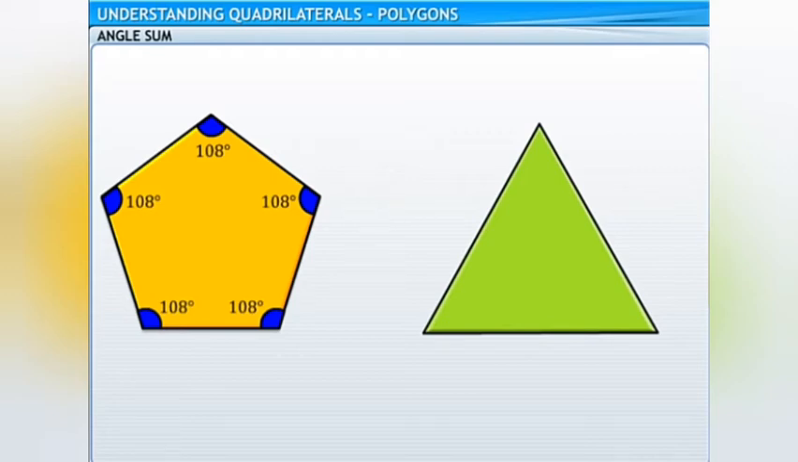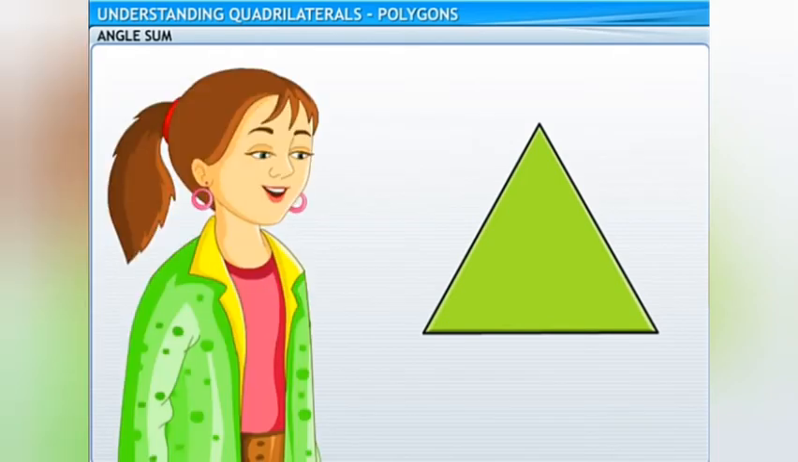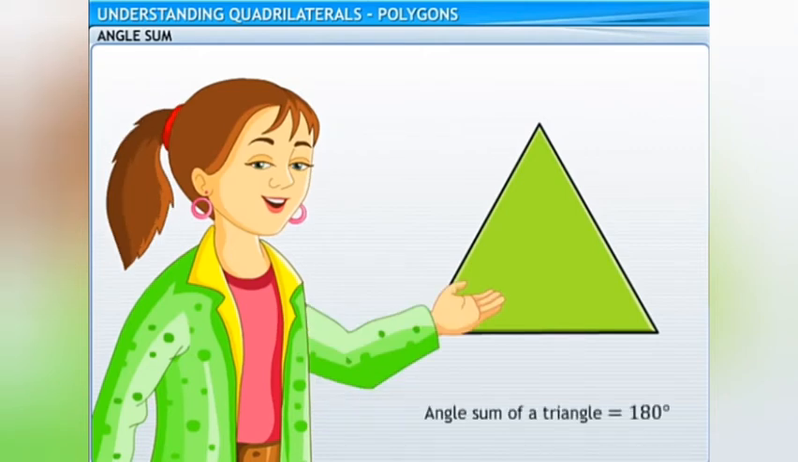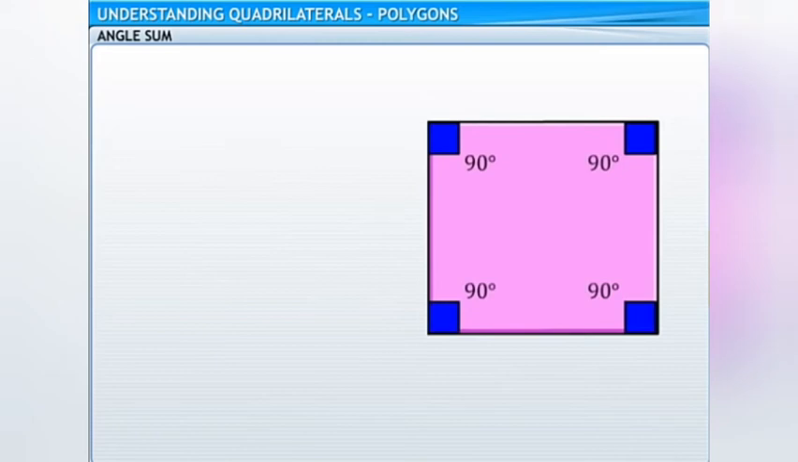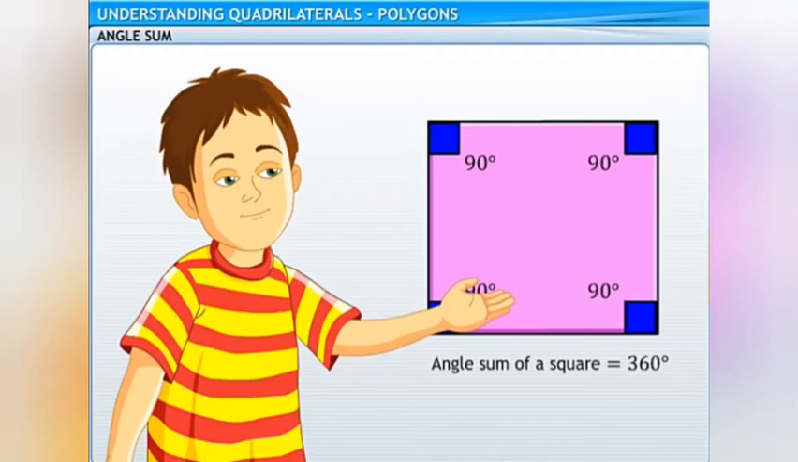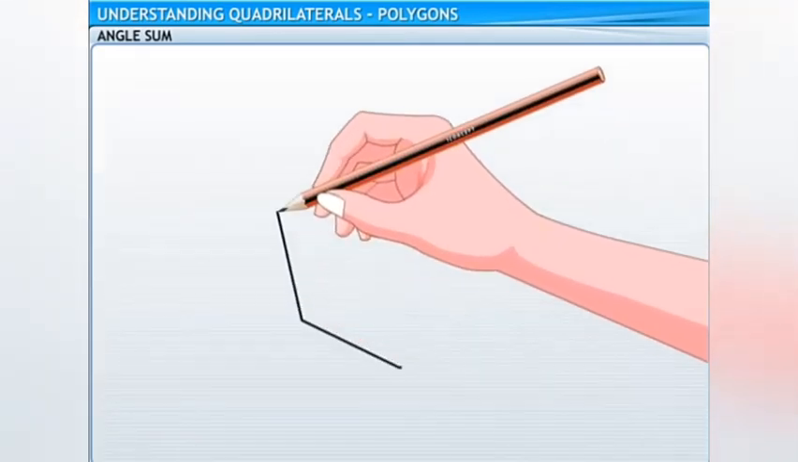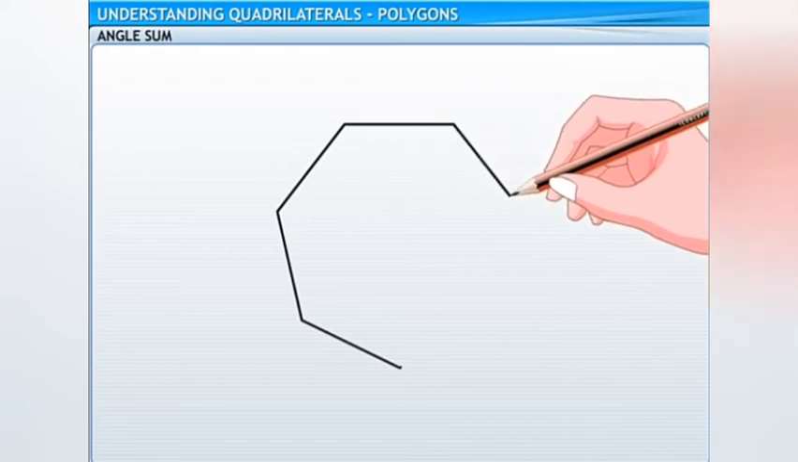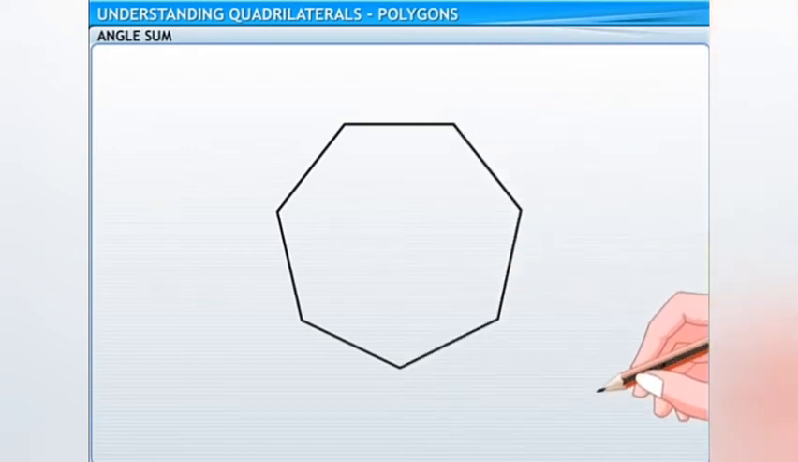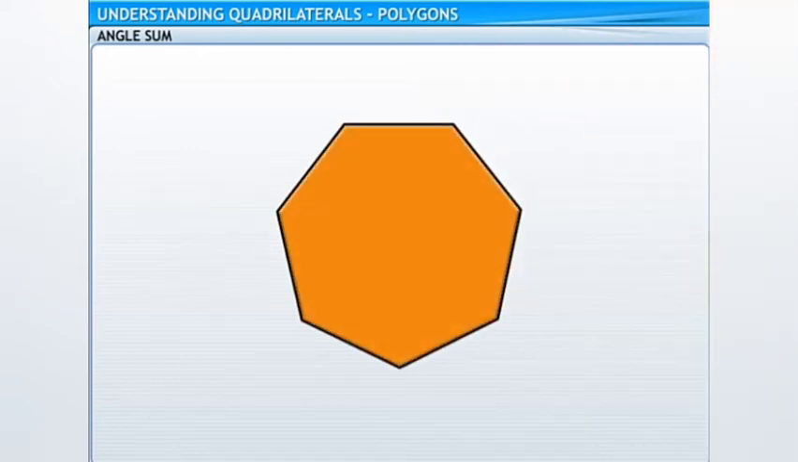Alice, can you tell us the sum? Yes, it's 180 degrees. Good, Alice. Now, John, look at this square. Can you tell us the sum of the interior angles of this square? It's 360 degrees. Good. Now, if we consider a polygon like a heptagon, finding the sum of the interior angles needs a formula.